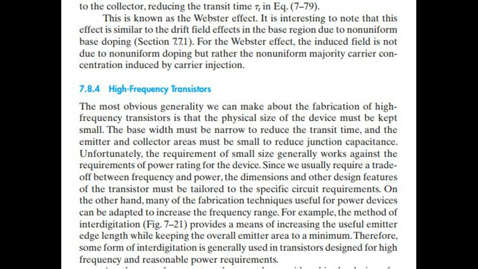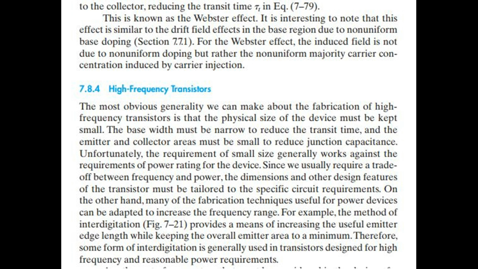The most obvious generality we can make about the fabrication of high-frequency transistors is that the physical size of the device must be kept small. The base width must be narrow to reduce the transit time, and the emitter and collector areas must be small to reduce junction capacitance. Unfortunately, the requirement of small size generally works against the requirements of power rating for the device. Since we usually require a trade-off between frequency and power, the dimensions and other design features of the transistor must be tailored to the specific circuit requirements.